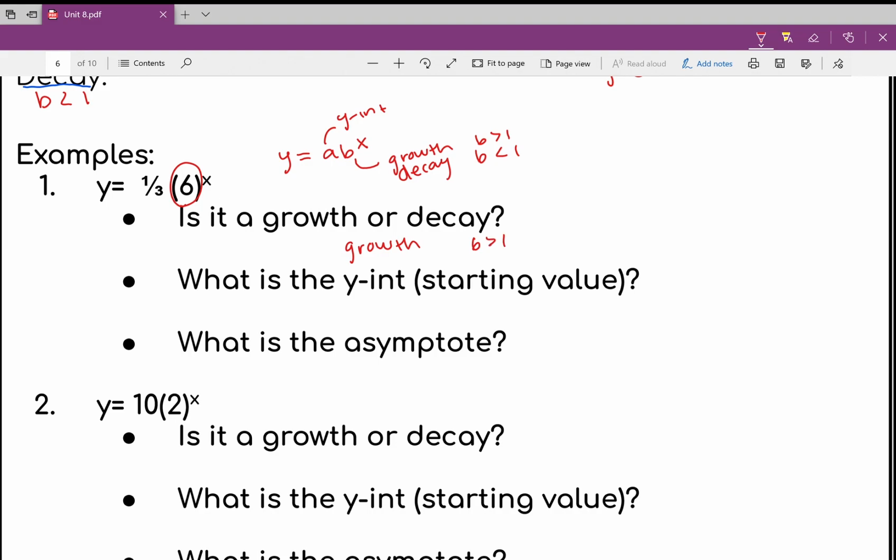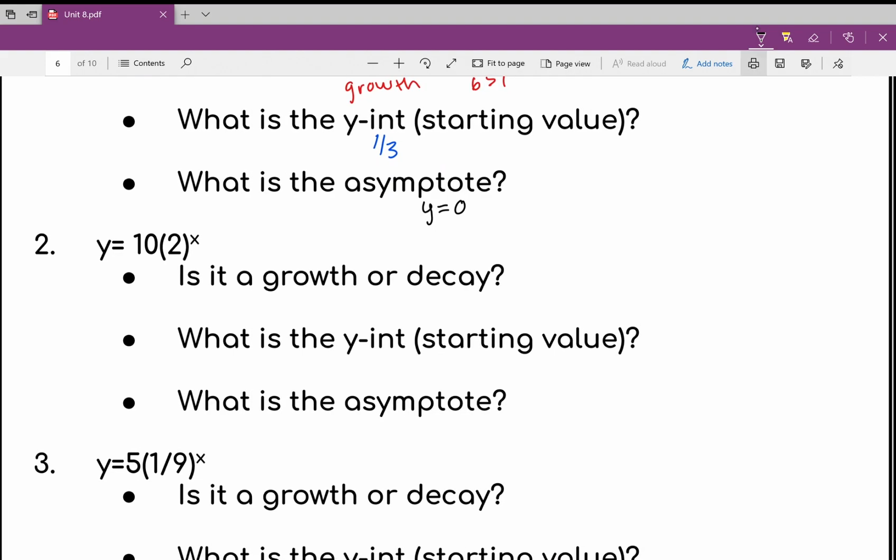Then it says, what is the y-intercept or starting value? Remember, the y-intercept or starting value is the a value, the number in front, which is 1/3. So 1/3 is the starting value. And remember, for every single one of these problems this year, the asymptote is always going to be y = 0. Okay, that's it for example 1. Let's look at example 2.